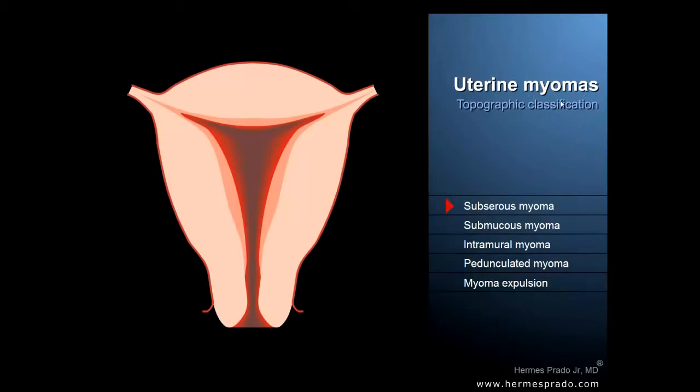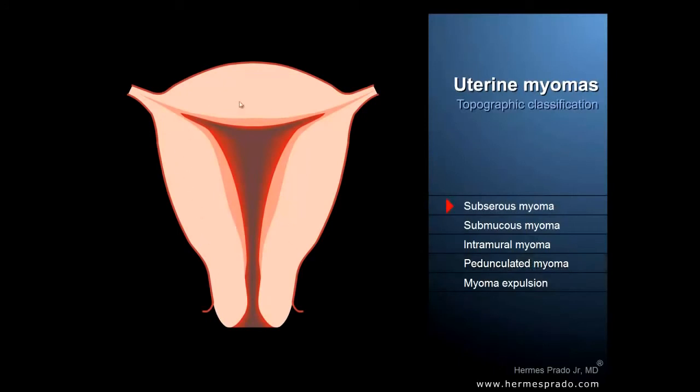Fibroids are the most common benign tumors that can affect women. And to understand the variety and intensity of symptoms, it's important to know how these tumors are classified according to their location in the uterine wall.